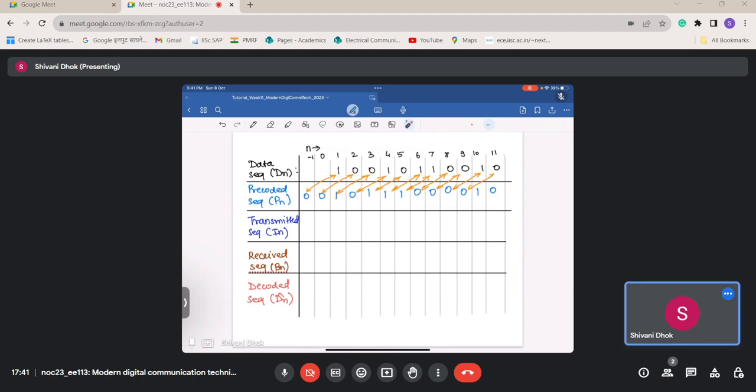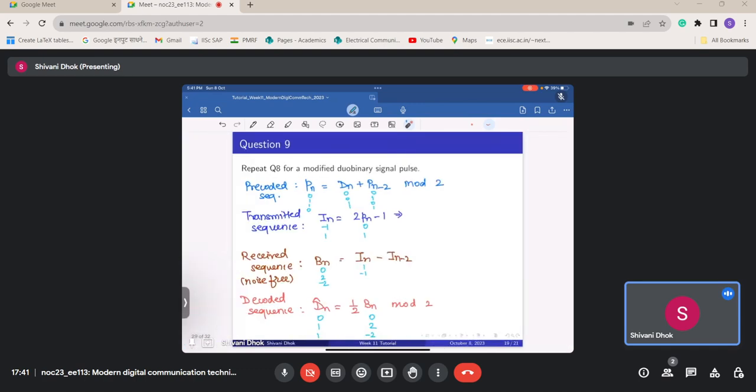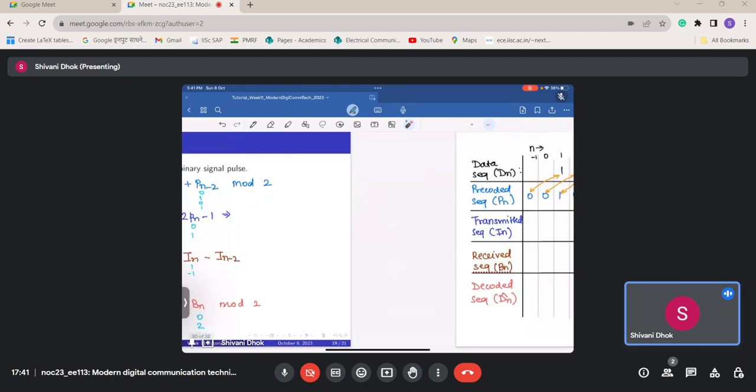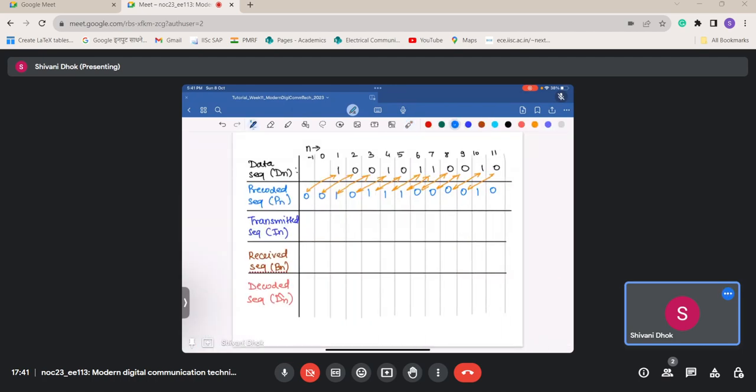Now what do we need to get? We need to get your transmitted sequence IN. So if we have Pn as 0, then your IN should be equal to -1, and if your Pn is equal to 1, then your IN should be equal to 1. Okay, so let us try to do that also.